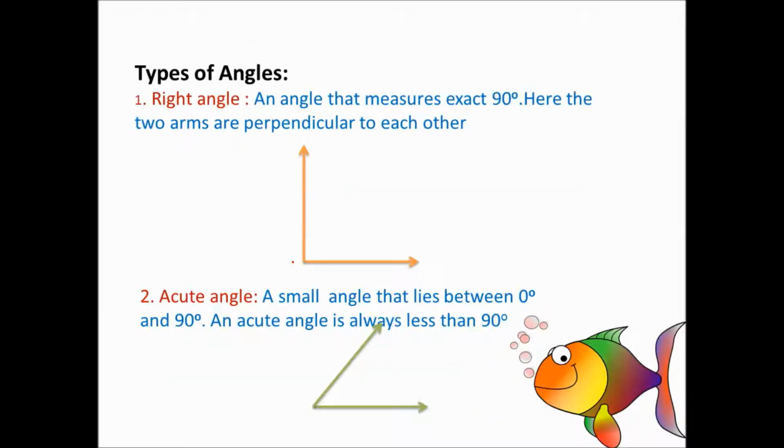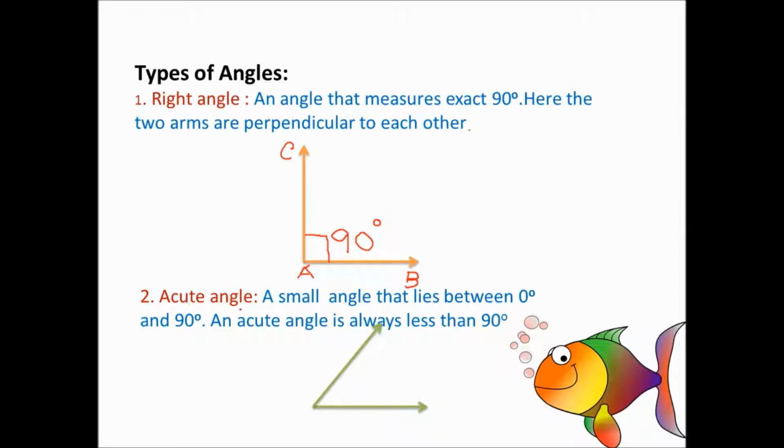Now what are the types of angle? Number one, right angle. An angle that measures exact 90 degree. Here the two arms are perpendicular to each other. So let us see, if this is A, that is our vertex, this is B and this is C, then AB and AC are the two arms, and this angle, this region, this measure between the two arms AB and AC is our right angle, and here AB and AC are perpendicular to each other. So this measure is our 90 degree.